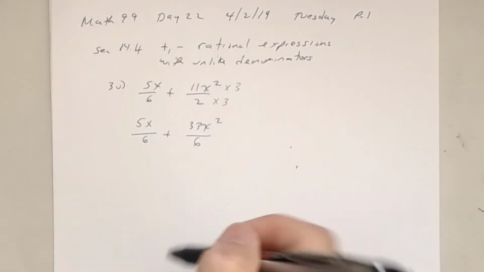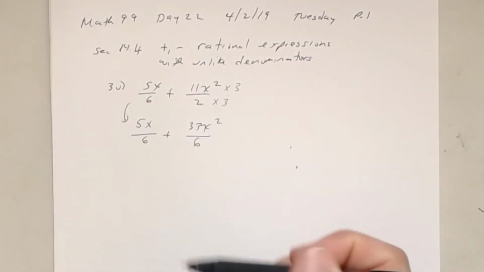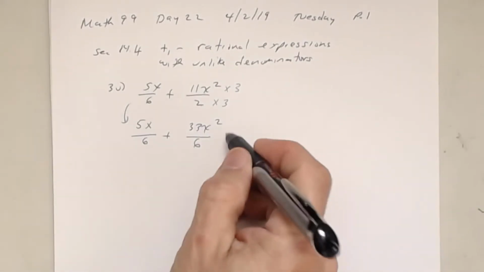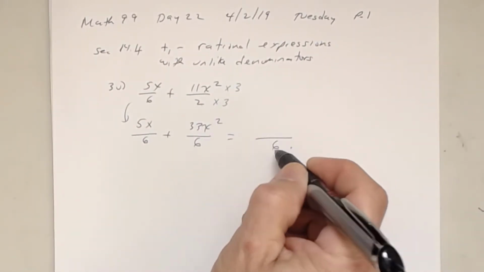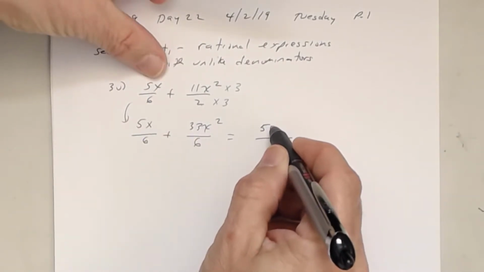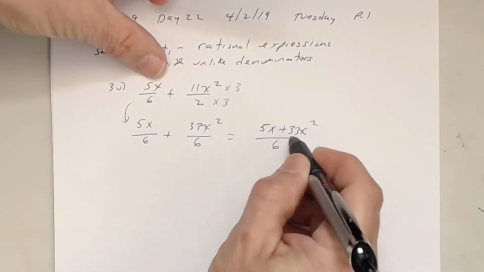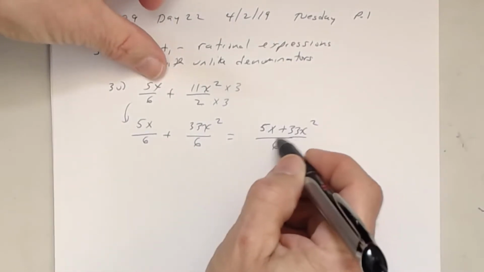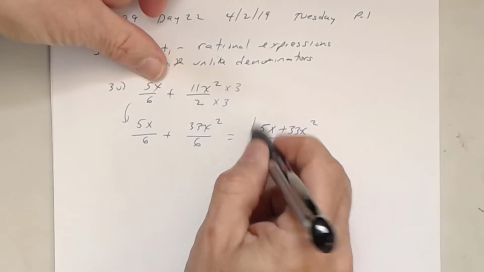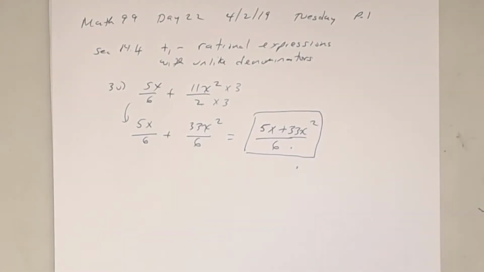So once you write equivalent fractions, then you can combine them as one. So my denominator is going to be 6. Now what's the numerator? 5x plus 33x squared. Can I combine anything in the numerator? Nope. So there's your answer. So that's number 30.